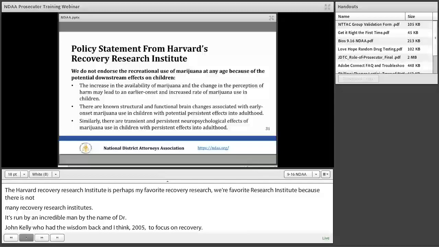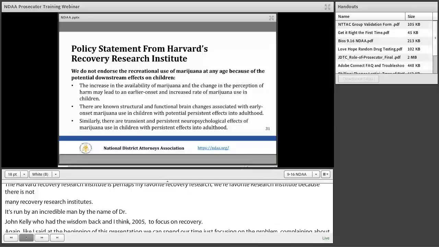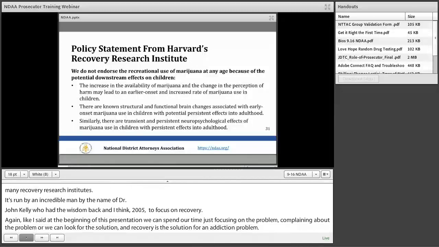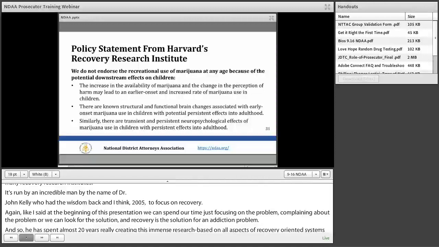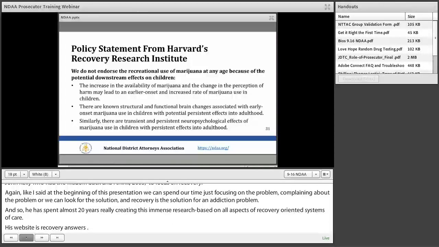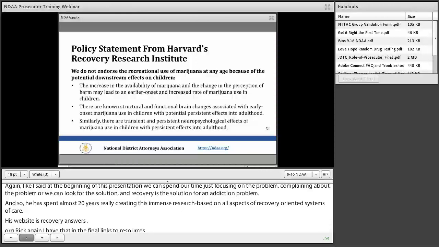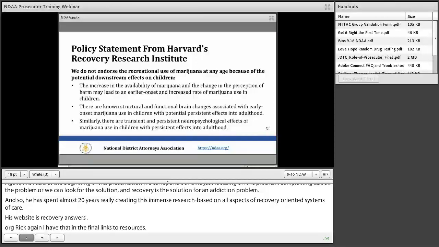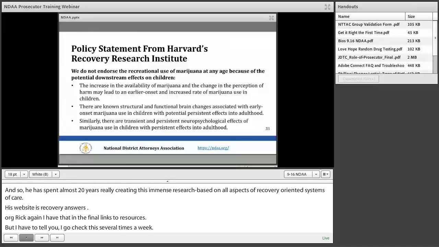So he has spent almost 20 years creating this immense research base on all aspects of recovery-oriented systems of care. His website is recoveryanswers.org. Again, I have that in the final links to resources. But I have to tell you, I go check this several times a week. The thing I love about the Recovery Research Institute is that they'll post a new study, and they'll also interpret it for you.